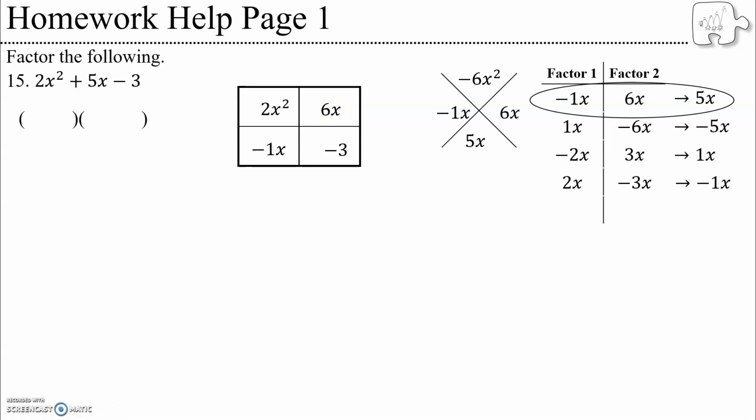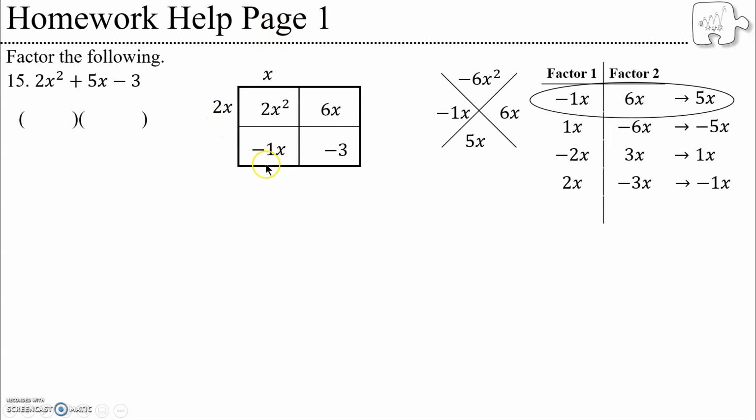Now we're in the final step. In the top left box, let's find the greatest common factor in both directions. Going down, they both have an x. The only number that goes into negative 1 and 2 is 1, so it's just x. Here they both have an x, and 2 goes into 2, and 2 goes into 6. So we have an x and a 2x.